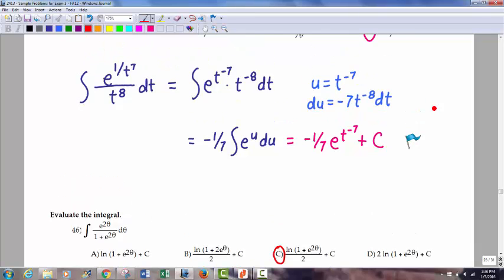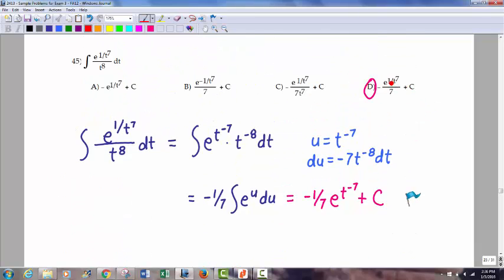Negative 1/7 e to the, oh, here we go. See the answer. The answer is written with the t to the negative 7 written as 1/t to the 7th. That makes sense. That's fine. I'm not picky about that if you were having to write that out, but if it's multiple choice, I guess you would expect for that to happen.